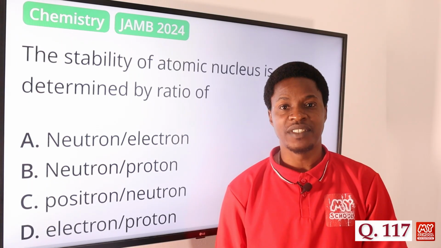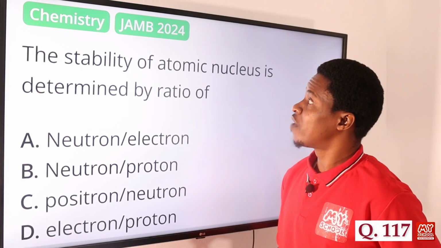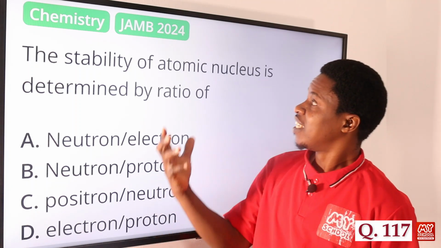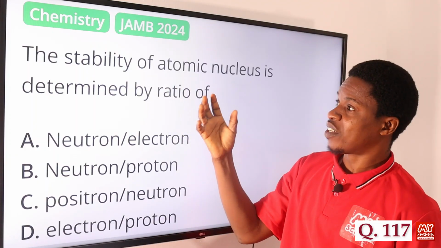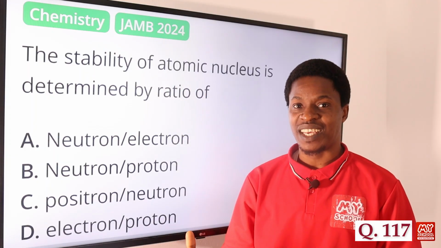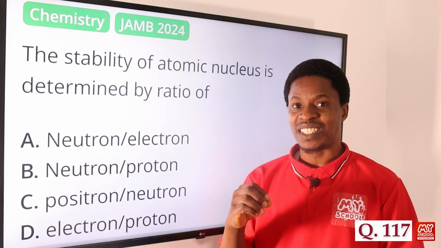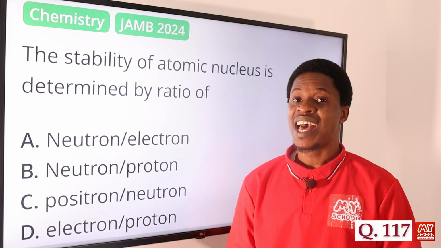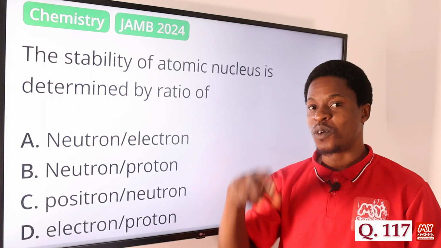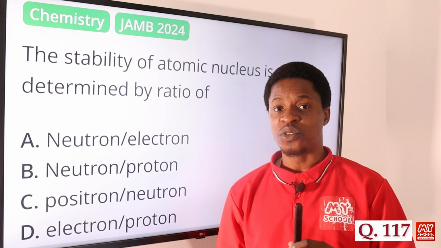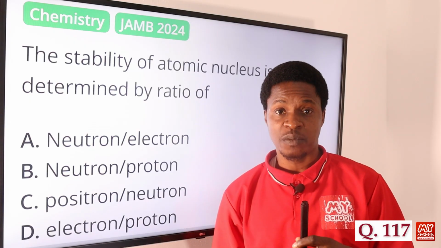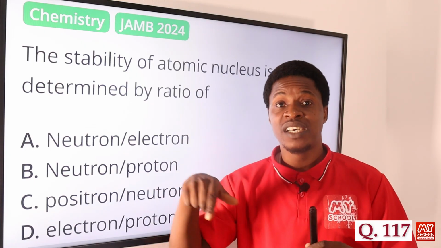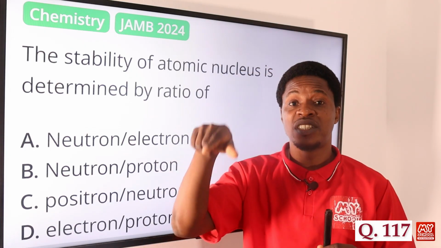Question 117. The stability of atomic nucleus is determined by the ratio of what? We are talking about the atomic nucleus. The nucleus is present where? Don't forget that the nucleus is present at the center or the middle of the atom of an element. And inside of that nucleus, what do we have? We have the neutrons and the protons present. Electrons usually are on the orbitals, on the shells, revolving around the nucleus.